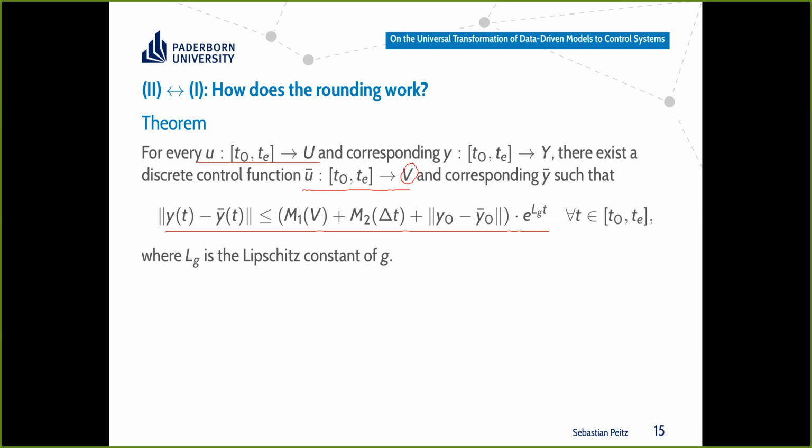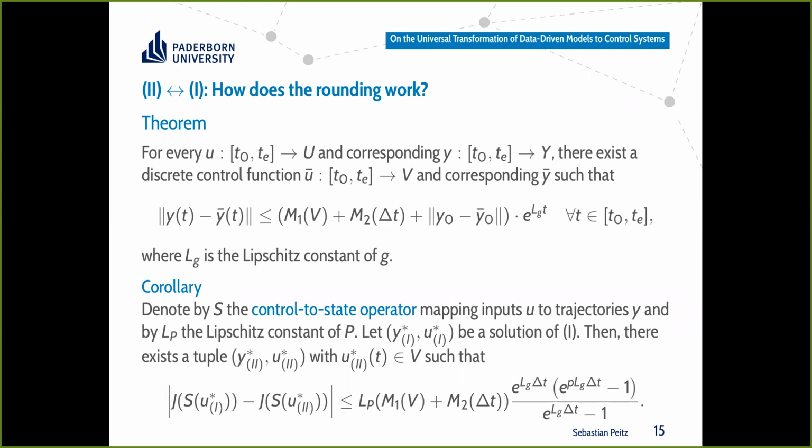So this is now a good way to relate these problems 1 and 2, so the continuous time and the continuous input and the mixed integer input. And from this, we can really easily have a corollary which says that the objective functions can become arbitrarily close. So if we now introduce this control to state operator S, which just maps u to y, so for each u, you generate a corresponding trajectory y, and your objective function is Lipschitz continuous, then for a solution y star u star of problem 1, the continuous input problem, we can show that there exists a tuple y star 2 and u star 2 where u is in this set V, that the objective function values are close.